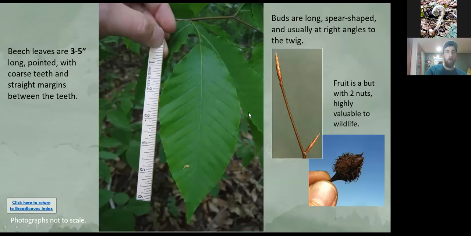When you're identifying the leaves, they're a classic leaf shape, 3 to 5 inches long with coarse teeth on the margins. The buds are pretty noteworthy. They're very long, about an inch long, and pointy, which is unusual among our other native hardwoods.